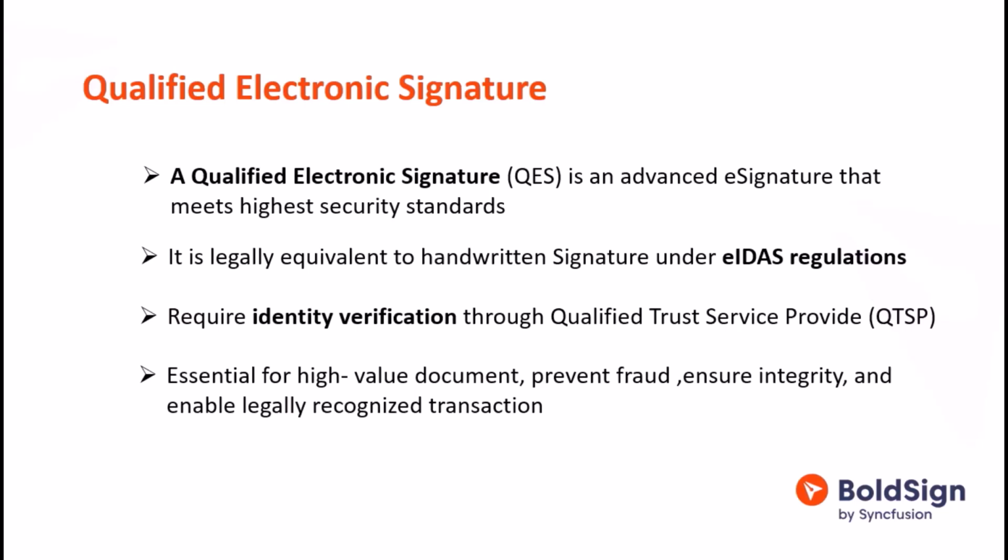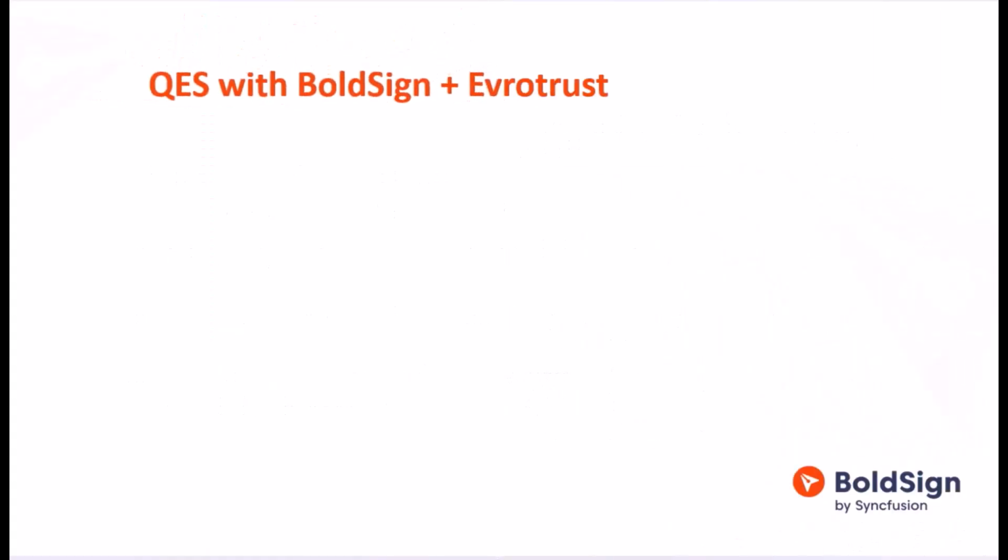Now that we have a basic understanding of QES, let's take a moment to see how BoldSign and Evrotrust come together to make this possible. BoldSign and Evrotrust work together to deliver a complete qualified electronic signature. BoldSign manages the document workflow, while Evrotrust handles signer identity verification and QES signing in compliance with eIDAS requirements.